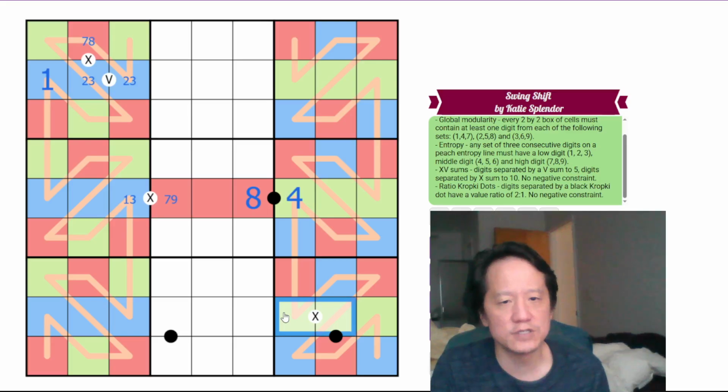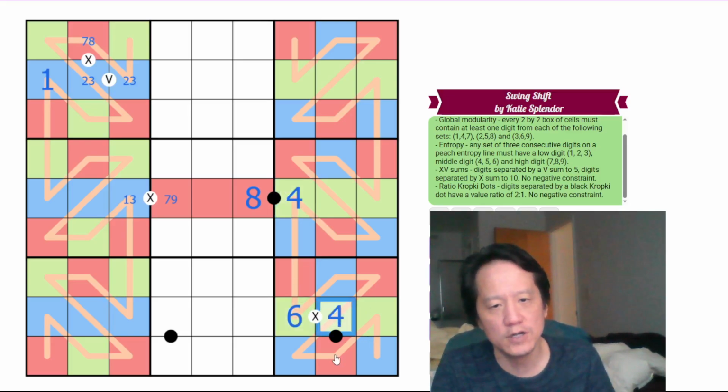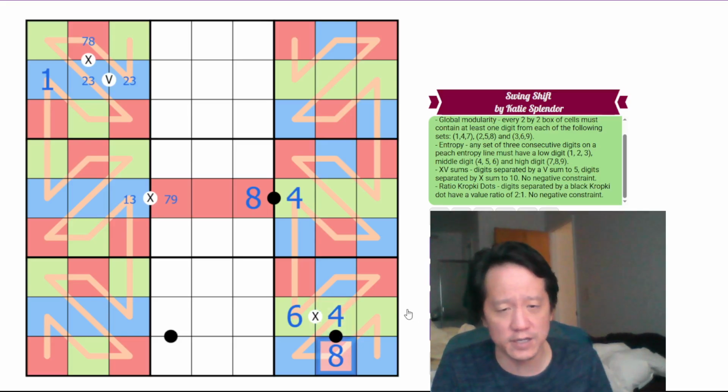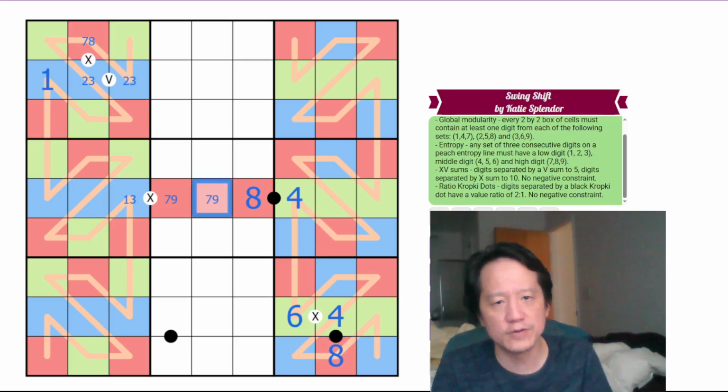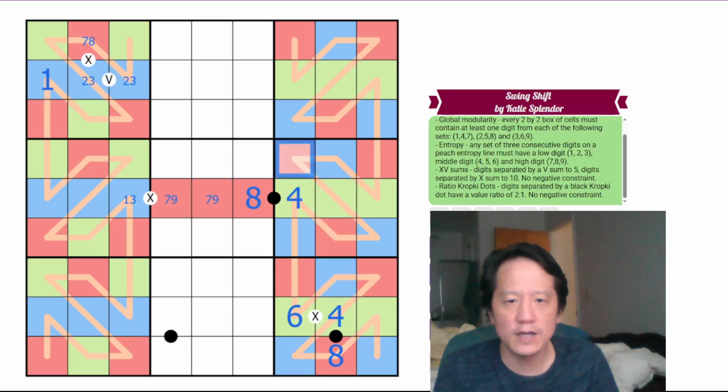These two digits add up to 10, and they're both middle digits, so it's 4 and 6. This can't be 4 because of the 4 in the column, so this is 6, this is 4. This is in a 1 to 2 ratio, and it's a high digit, so this is 8. This is 7 or 9 here. 8 cannot be here, so 8 has to be one of these two digits. This also must be a 4 because that's the only digit remaining.